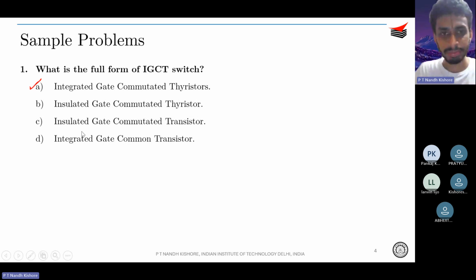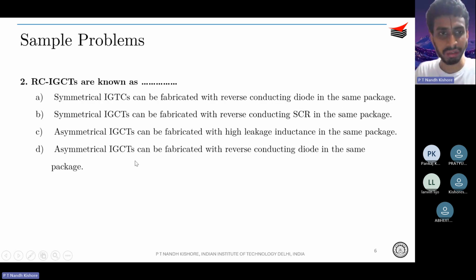Okay, so we will go ahead to the next question. RC IGCTs are known as dash. Okay.